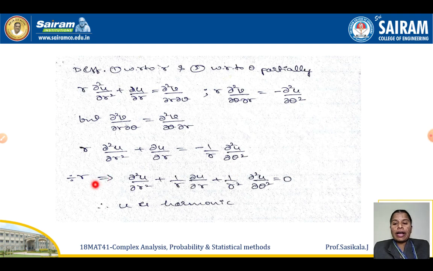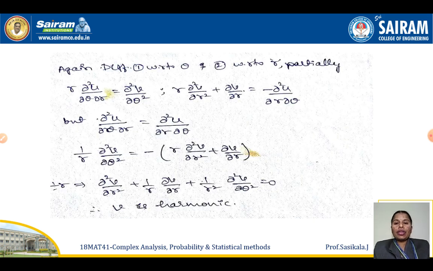So I'm going to divide by r, to get the polar form of the Laplacian equation. Dividing by r, I'll get ∂²u/∂r² plus 1/r ∂u/∂r plus 1/r² ∂²u/∂θ² equal to 0. So I can prove that here the real part in the polar form is harmonic. And to prove it for the imaginary part, I can interchange.